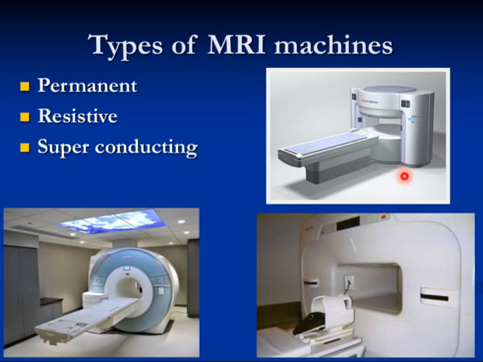It takes a little bit more time to make the images, and you cannot do every sequence you need to do. You are a little bit limited because the magnetism is low. And in the medical field, the higher the magnet power, the better the images, better details, and faster scans, okay? So the permanent magnet needs no electricity, no cooling system, okay?